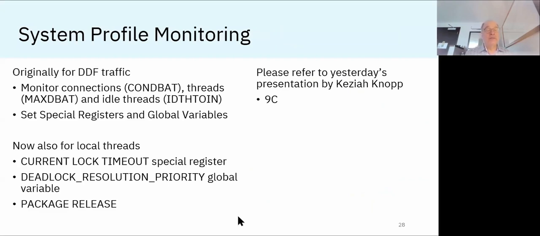Again, we have a separate section to talk about system profile monitoring, which originally was just for DDF traffic, but starting in version 13, it also applies to local threads, especially current lock timeout special register and deadlock resolution priority global variable, and the new package release setting. Again, these were probably covered in Keziah's presentation yesterday, session 9C. But we could sometimes spend a lot of time talking to customers about this and setting up a separate 1 or 2 hour session to review the capabilities that they're not taking advantage of.